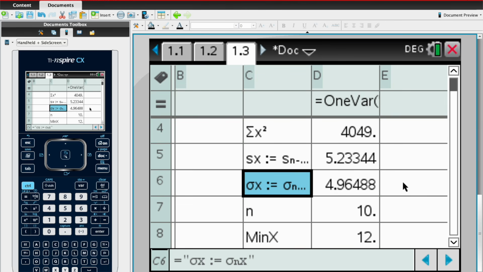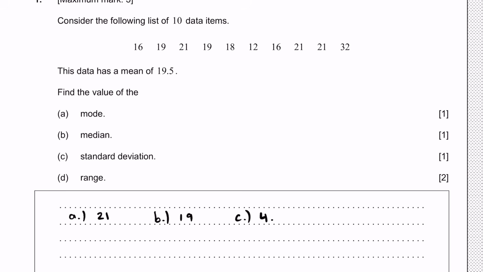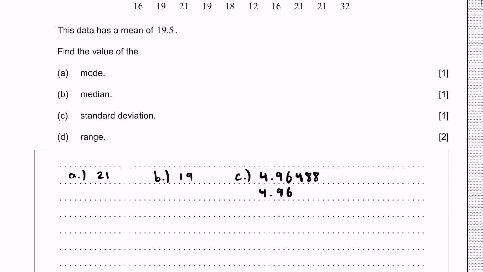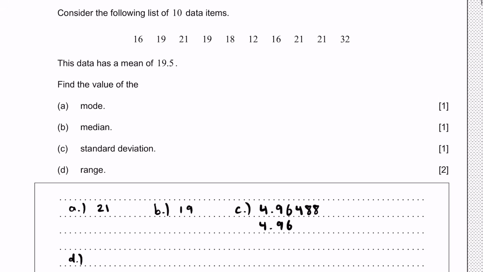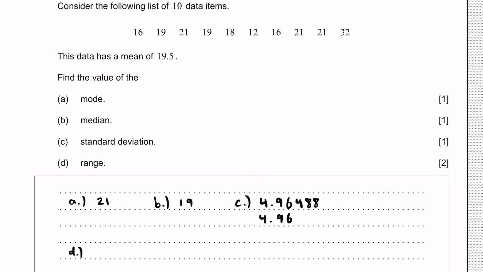So let's write that out. 4.96488. To 3 sig figs, we could write this as 4.96. Last one is the range. Range, remember, is max minus min. So the total distance from the lowest value to the highest. Here's our lowest value of 12, and our highest value is 32.